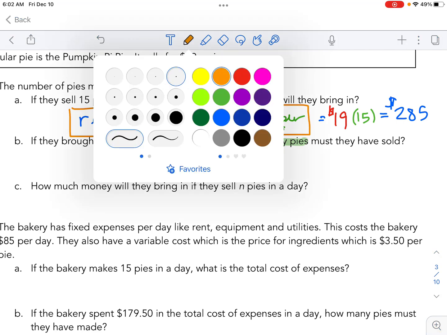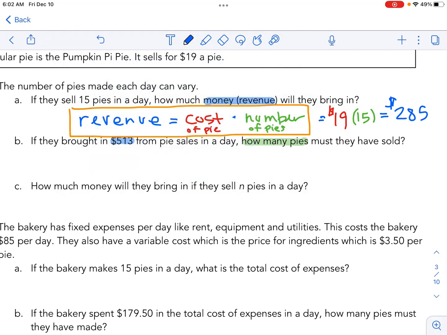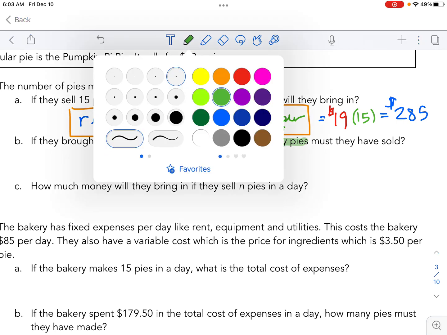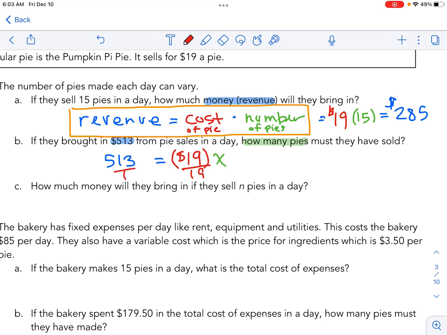Okay, so we have that relationship. So now we can use that relationship and solve for the missing piece of information. So we know we have a revenue of $513. We know that the cost of one pie is $19. And so we can answer the question of how many pies must they have sold. Just isolating X means we're dividing each side by 19. And so we get how many pies is 513 divided by 19, which is 27 pies.